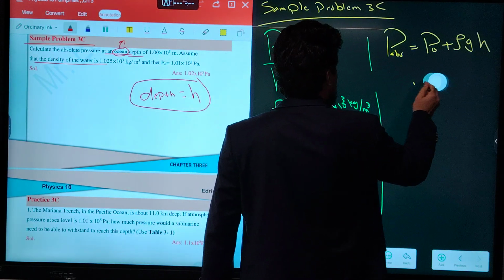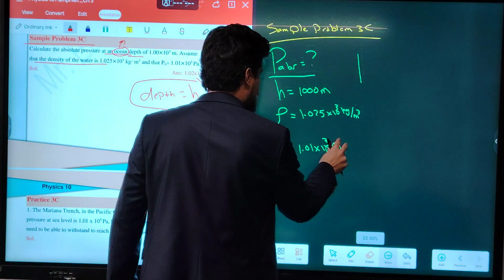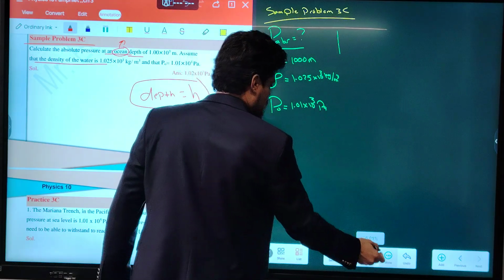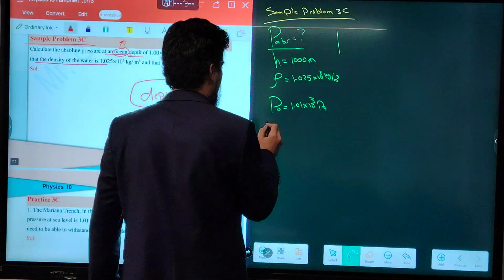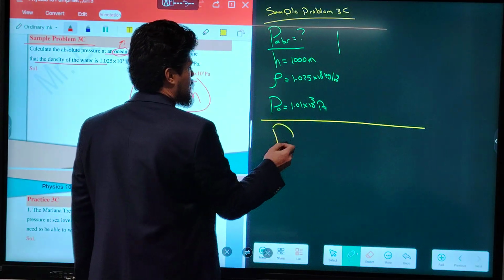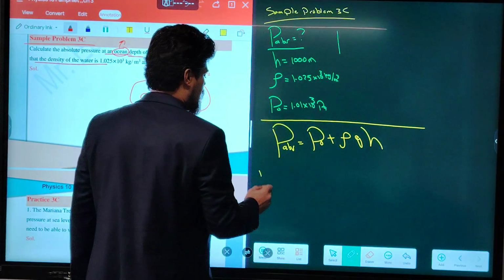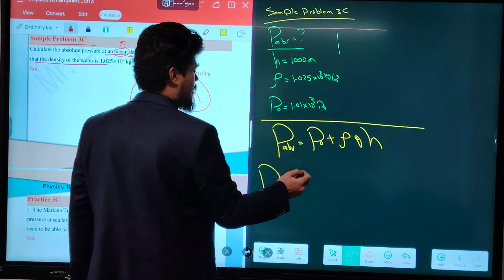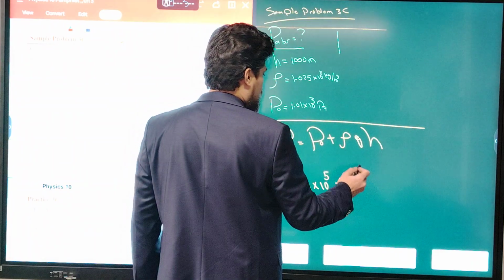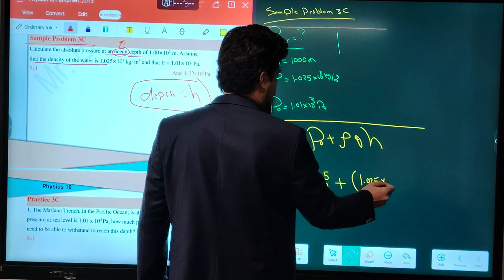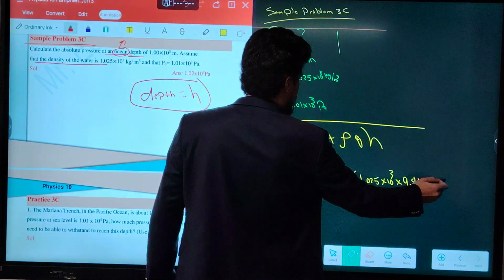Sorry, we don't have enough space here. Okay, now I'm going to write down here. Look, be with me. How can you determine absolute pressure? Absolute pressure is equal to P naught plus rho g h. Substitute and replace the number here: 1.01 times 10 power 5 plus density 1.025 times 10 power 3 times 9.81 times 1000.